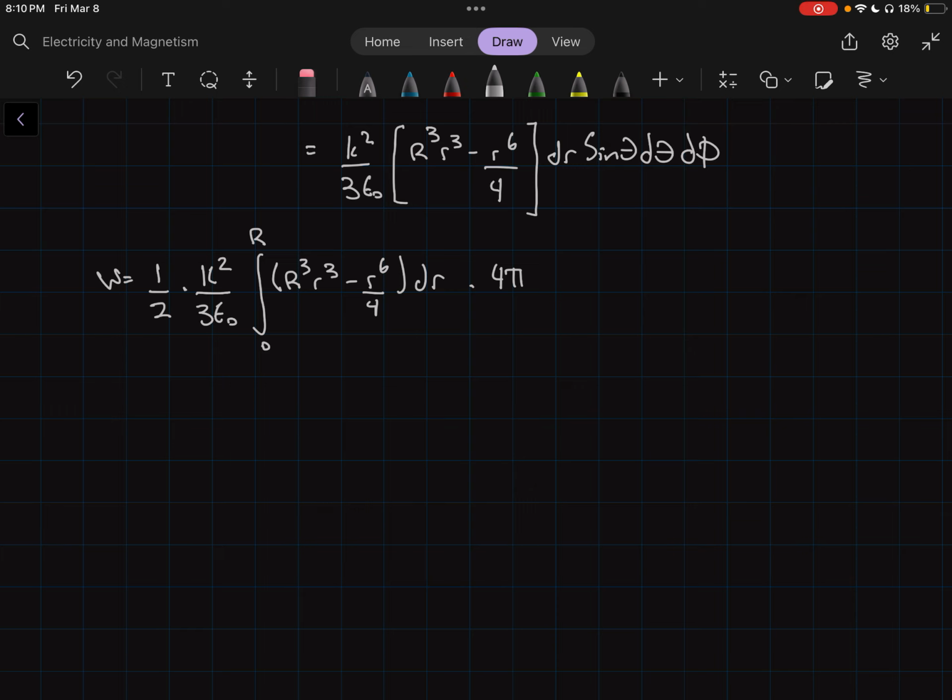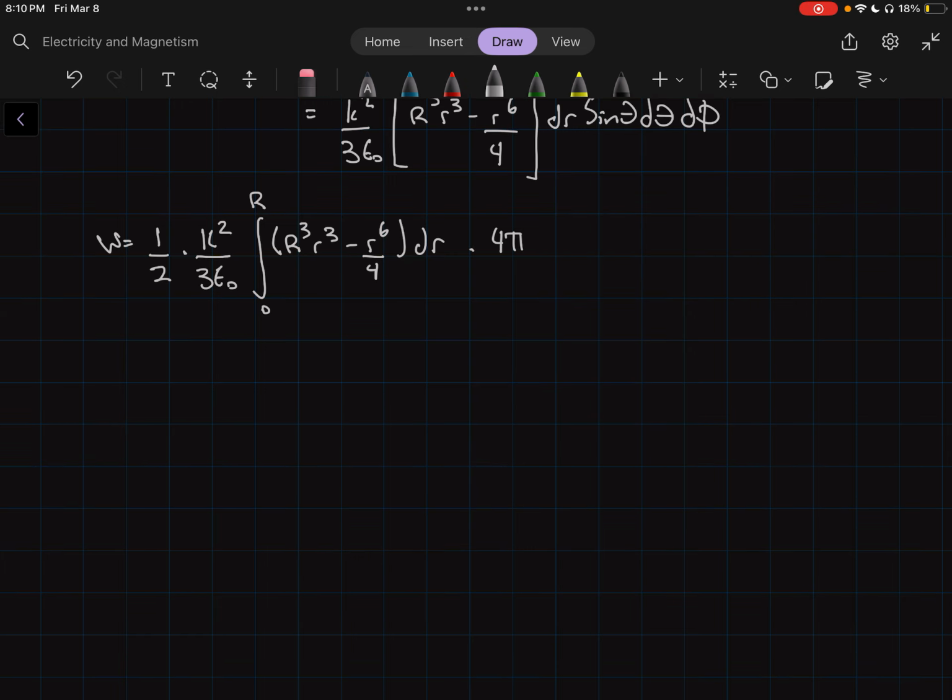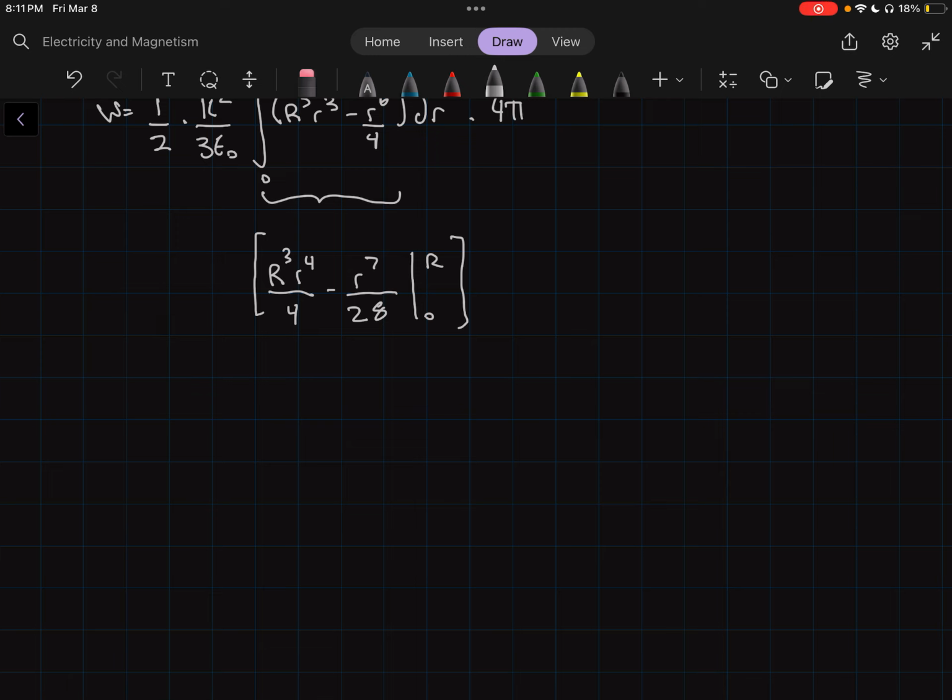So this part right here will end up getting big R cubed times little r to the fourth over 4 minus little r to the 7th over 28 from 0 to big R, which is then equal to 7 times big R to the 7th minus big R to the 7th over 28, which of course is equal to 6 big R to the 7th over 28.